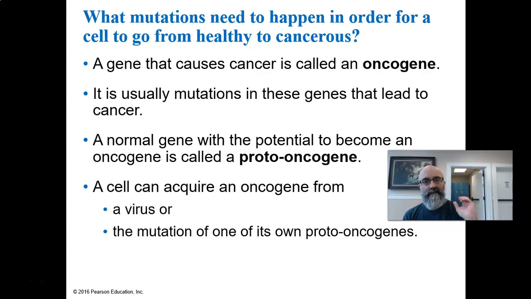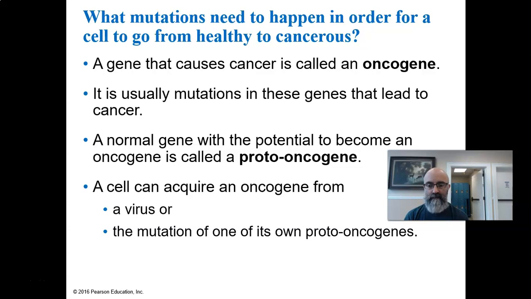So mutations count more when these things called proto-oncogenes are involved, right? A proto-oncogene is not an oncogene, it's the prototype before an oncogene. It's a potentially cancerous gene. It's normal and we need them there, okay? But if something goes wrong with that proto-oncogene and it becomes mutated, it can become an oncogene, okay? So how do they go from proto-onco to oncogene, right?